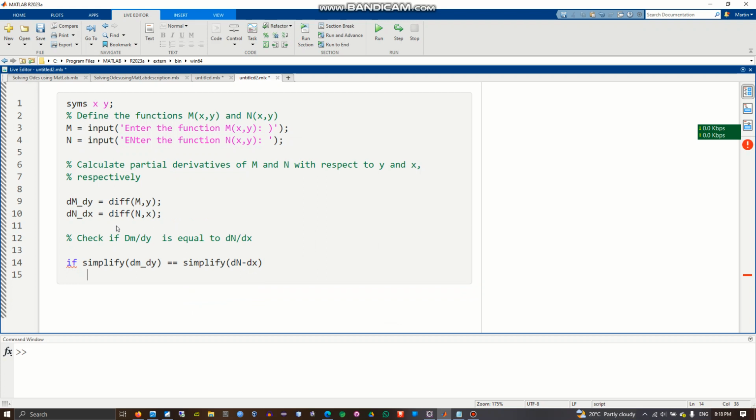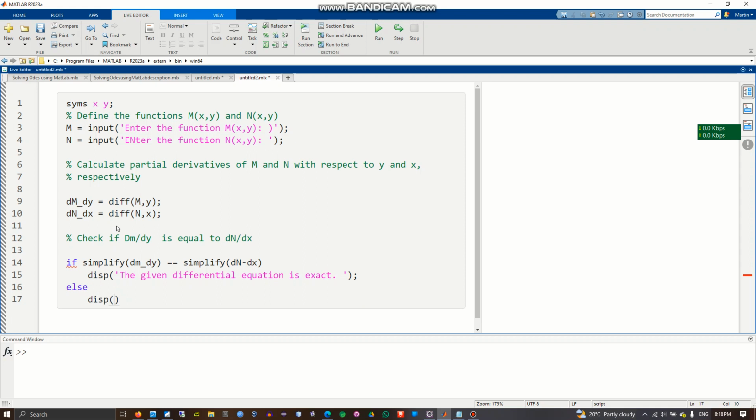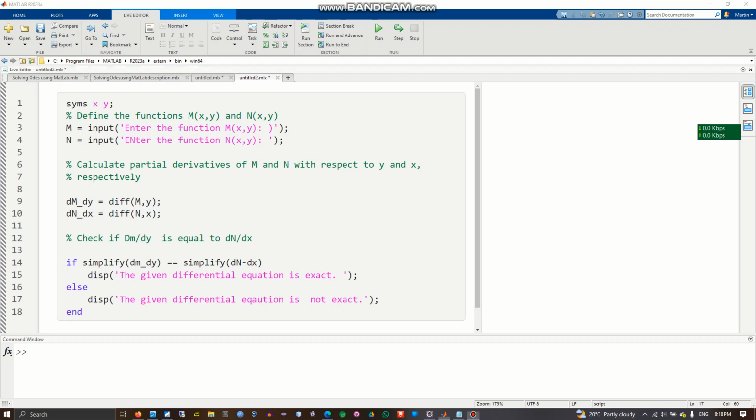Now, if that is the case, then we can tell the user that the given differential equation is exact. Else, the given differential equation is not exact. Okay, so in the next video we run it.